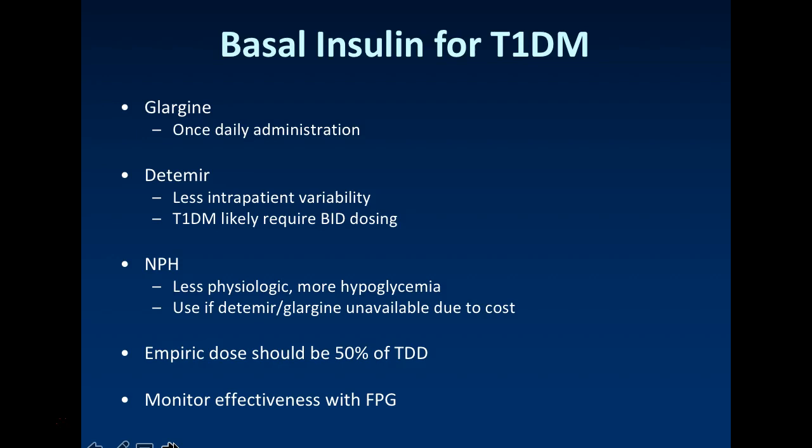So basal insulin can be delivered in the form of glargine once daily, or detemir once or twice daily, based on the units per kilogram. It can be given in the form of NPH, but again, that's less physiologic, and there's more hypoglycemia when compared to glargine and detemir. And you're going to use that empiric dose of 50%.